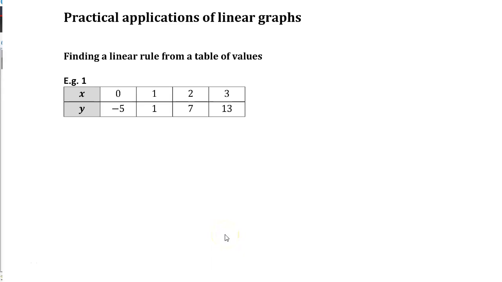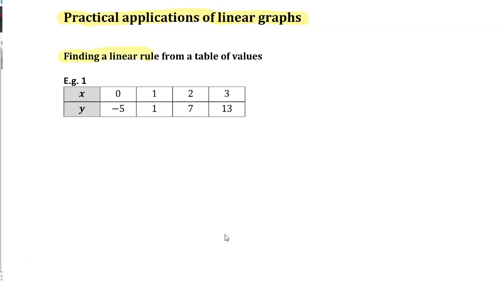All right, so let's look at practical applications of linear graphs. In other words, using linear graphs to model real life applications or other things. Okay, so that's what we use the linear graphs for. It's to help us predict things that might happen in real life.